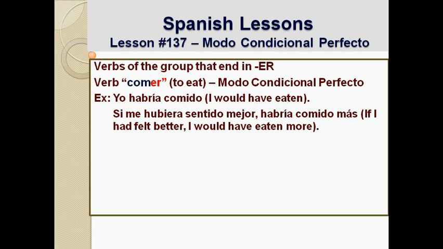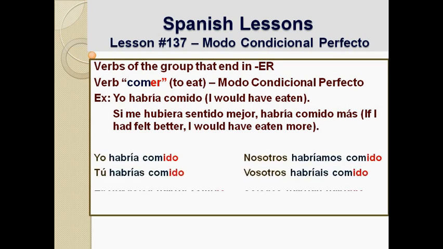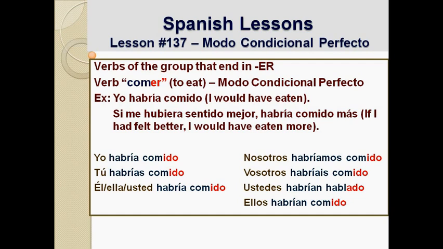Here we have an example of modo condicional perfecto using the verb comer, or to eat. Yo habría comido. I would have eaten. Tú habrías comido. You would have eaten. Él habría comido. He would have eaten. Nosotros habríamos comido. We would have eaten. Vosotros habríais comido. You would have eaten.